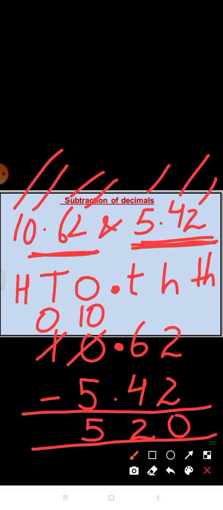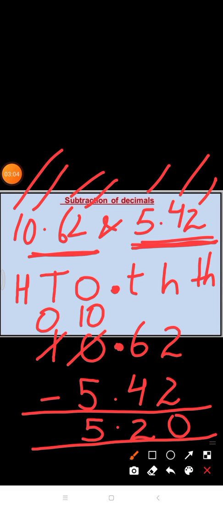Now students, last step is put the decimal point in the answer. It will be in the same place as in the numbers above it. So the difference is 5.20. I hope students, this is clear.